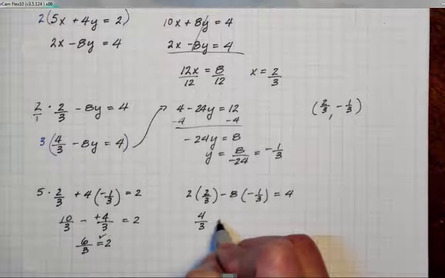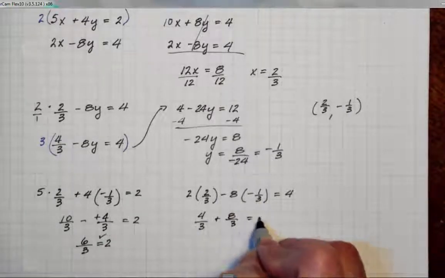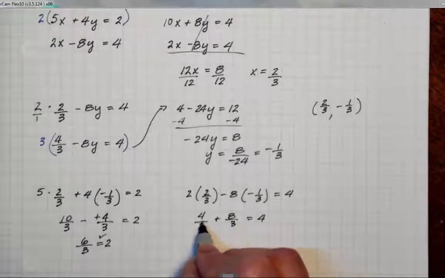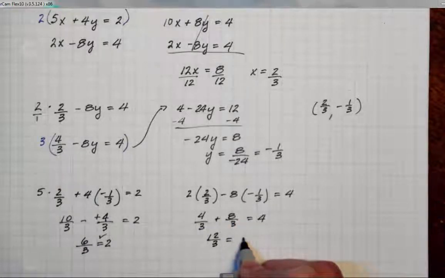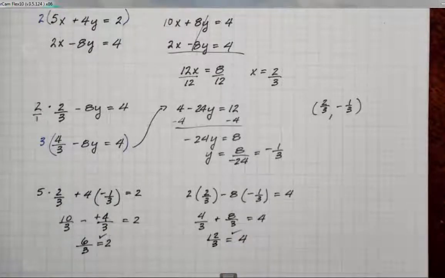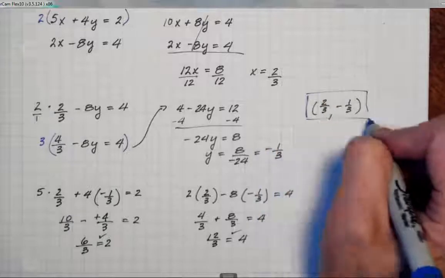4/3, and then a negative times a negative is a positive 1/3. Since I have a common denominator, I can add my numerators, and that becomes 12/3, which we know is equal to 4. So that checks also. So my answer then is the point (2/3, -1/3).